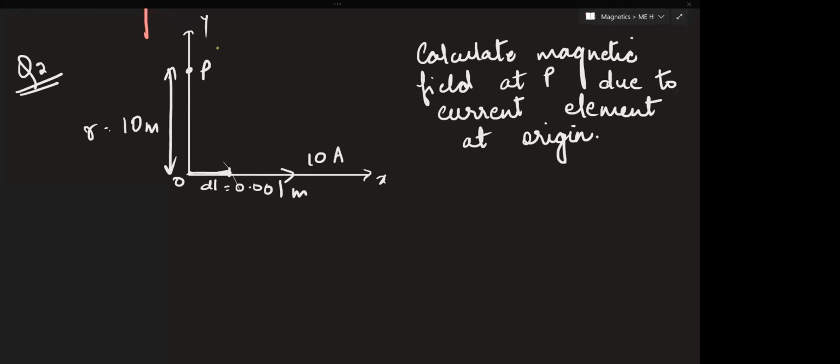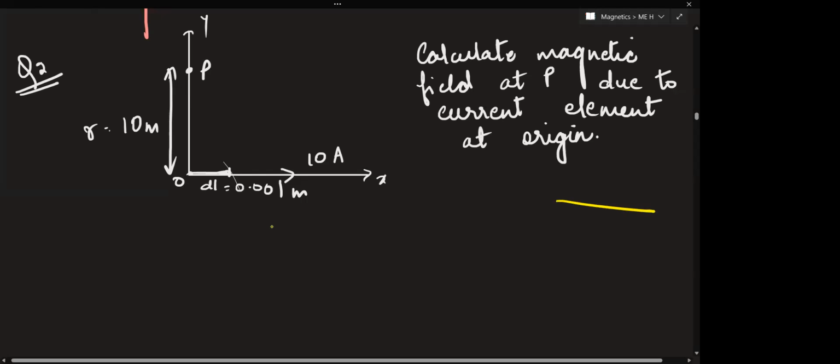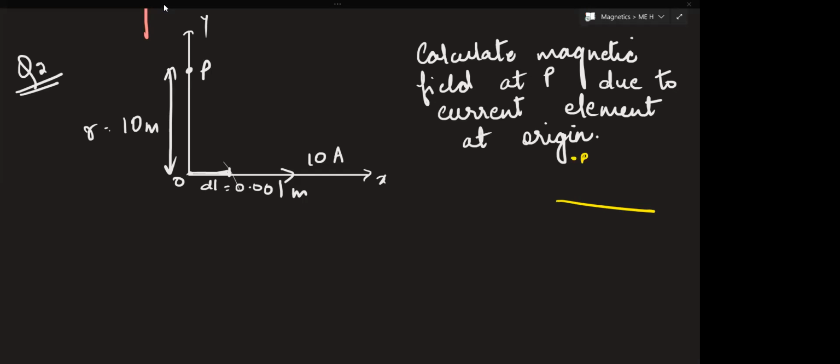Did you try this question or not? Any answers by anyone? Or should we discuss it? See, position vector, this was the current element, no? Positioned on the x-axis. On the y-axis, this was the P point given. Everything was mentioned to you. R was given, DL was given, current is given. Using simple Biot-Savart's law, you have to calculate.